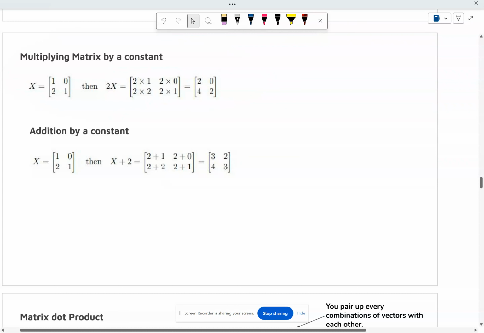Now, when you have an addition, for example, you have a matrix like this, and you're trying to add it to just a number. If you have a matrix adding to a number, the standard we're going to use here is you simply take the number and add it to every single element. So just add 2 to this. 2 plus this will be 3, 2 plus this will be 2, 2 plus 2 is 4, and 2 plus 1 will give us 3. Okay?